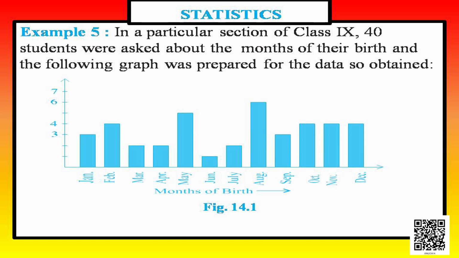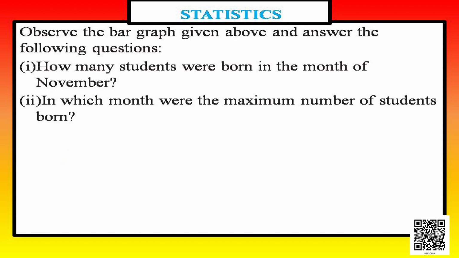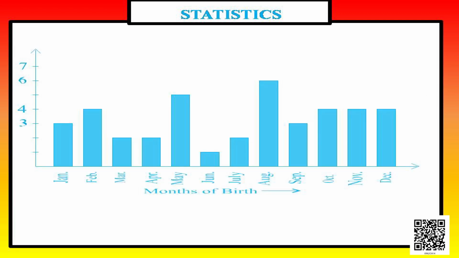Now, look at the figure. It is easy to understand from here that in December we have 4 students, in November we have 4 students, in October 4 students, September 3 students, August 6 students, and so on. So, from the graph only the data is clear for all of us. Students, please check at the end of the graph some questions are given, and they are as follows. How many students were born in the month of November? Now, look at the graph and you can easily find out from the graph that in the month of November 4 students were born.